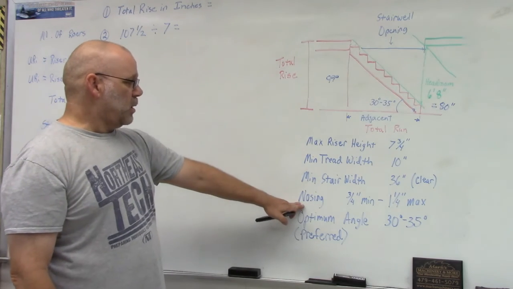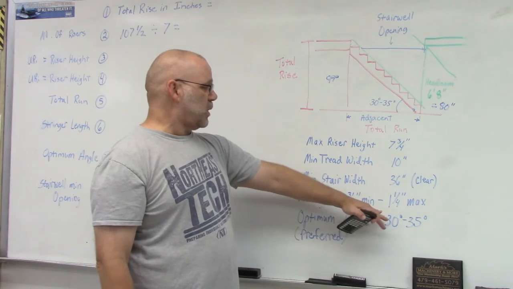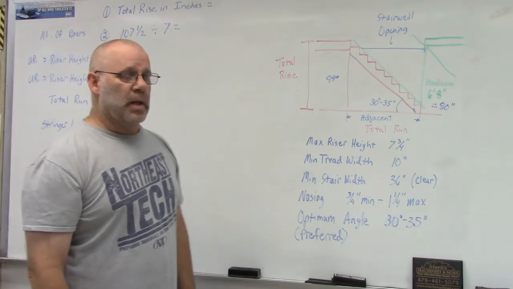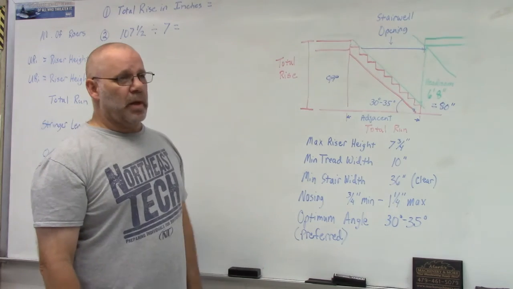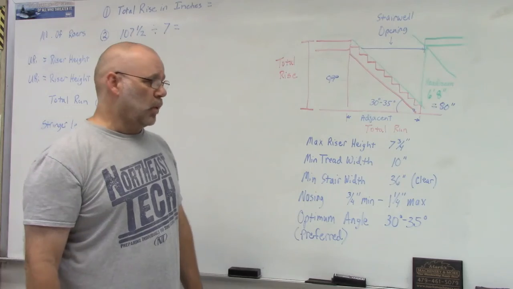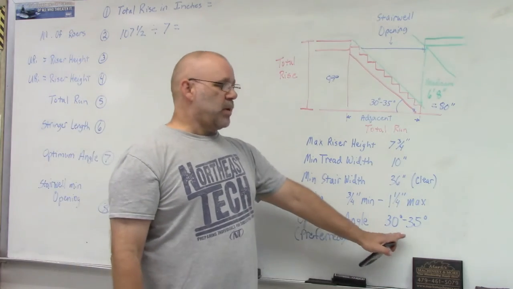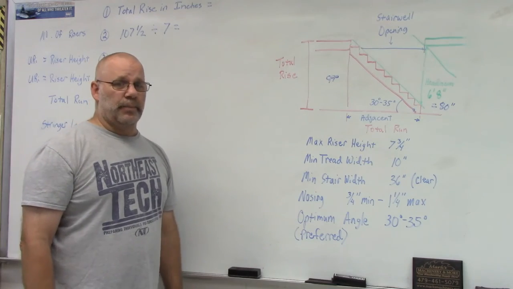The nosing, if you have a riser, has to be between 3/4 of an inch and 1 1/4 inches maximum. The optimum angle of a staircase, which is considered the most comfortable to walk up for most people, is going to be between 30 and 35 degrees. Sometimes it's called the preferred angle.